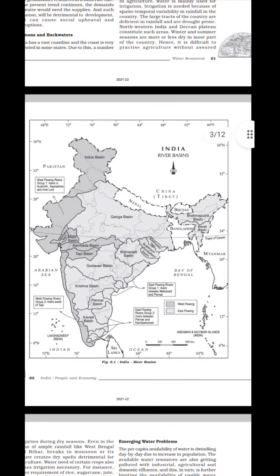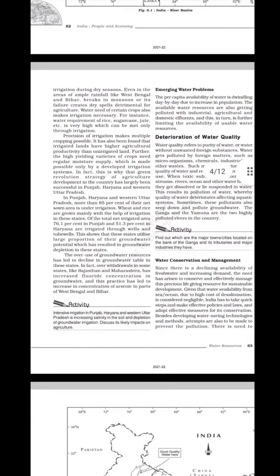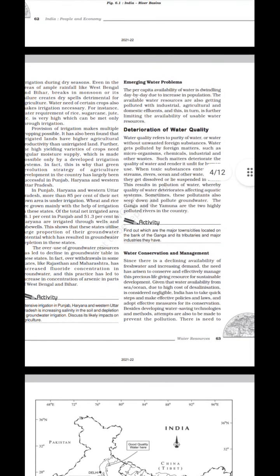Take a look at this map, figure 6.1, India river basins. Even in areas of ample rainfall like West Bengal and Bihar, breaks in monsoon or its failure create dry spells detrimental for agriculture. Water need of certain crops also makes irrigation necessary. For instance, the water requirement of rice, sugarcane, jute, etc. is very high, which can be met only through irrigation.